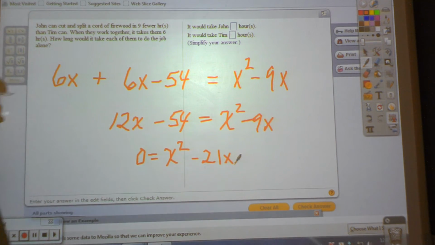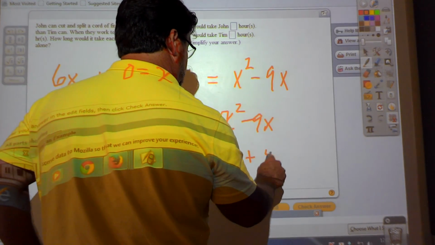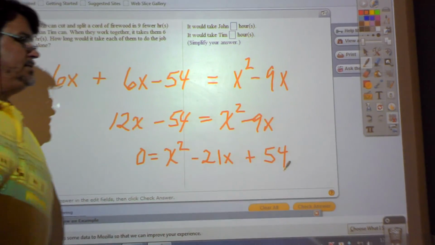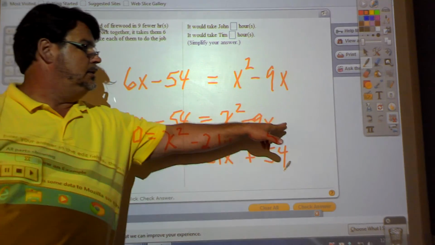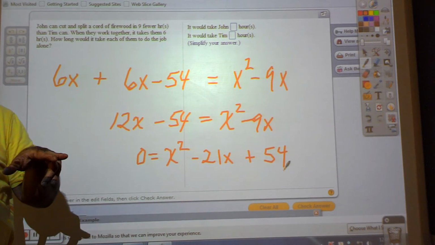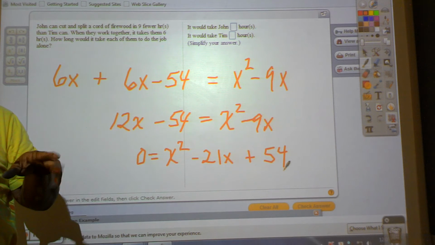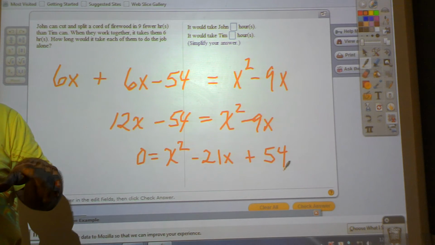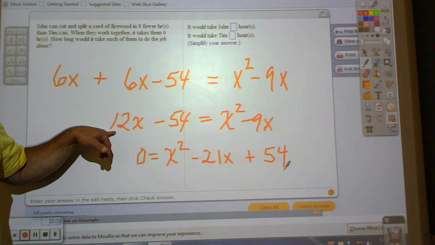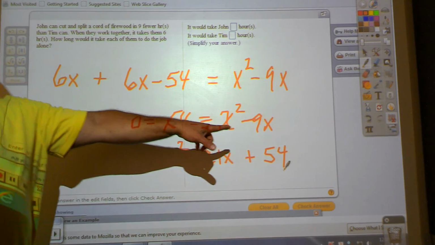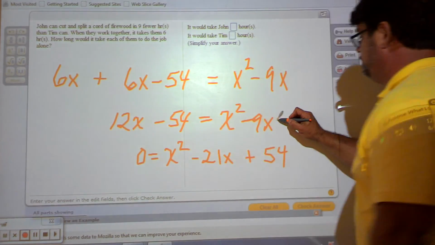And plus what? Why is that a negative 12x? Well, this is a negative 9x. And when you bring this over, it's minus 12x. I thought the 12x was positive, so it'd be negative 9x. That's the 12x. Then what do you do when you bring it over? I don't know.